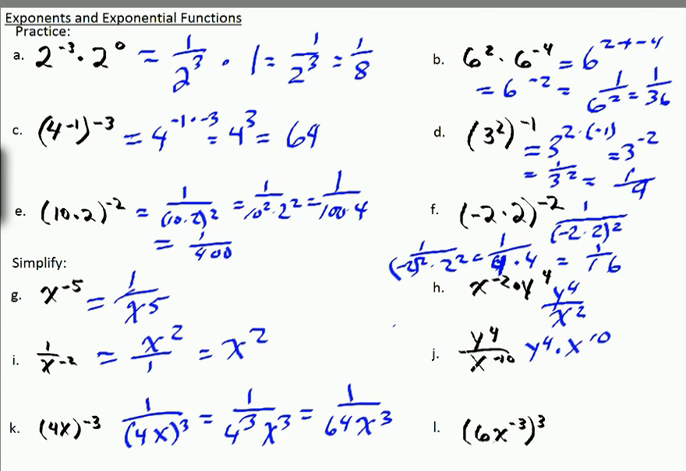And my last one, I have 6 times x to the negative 3, all raised to the 3rd power. So I'll distribute my 3rd power here. I have 6 cubed times x to the negative 3 times 3. That gives me 6 to the 3rd power times x to the negative 9, which gives me 6 to the 3rd power over x to the 9th.